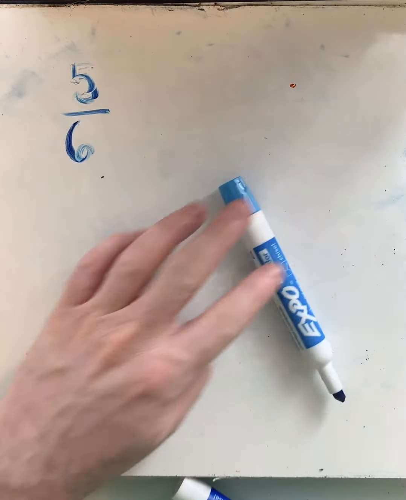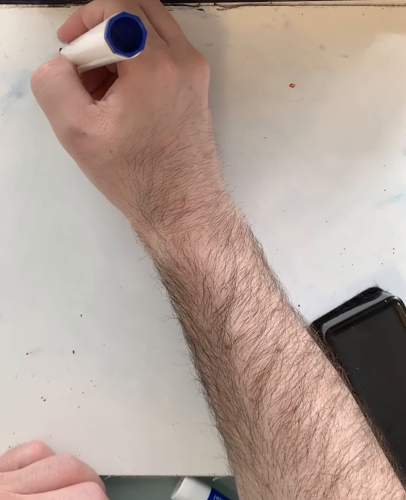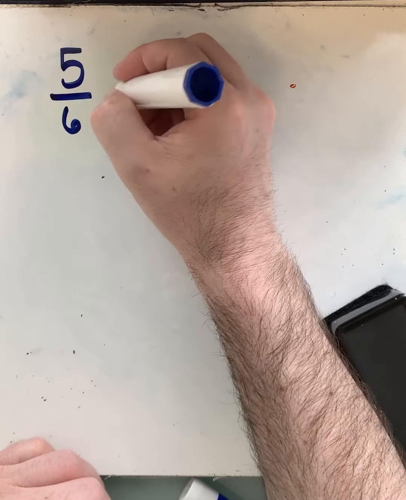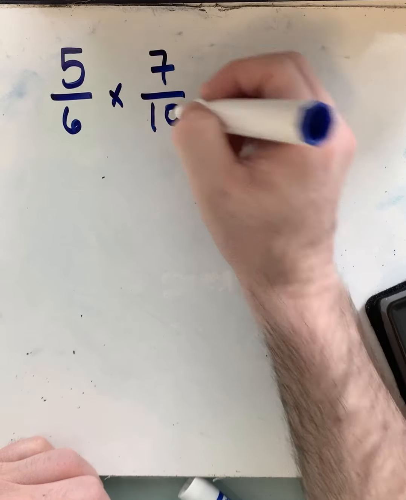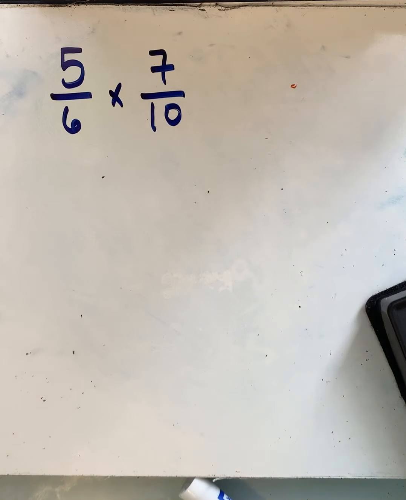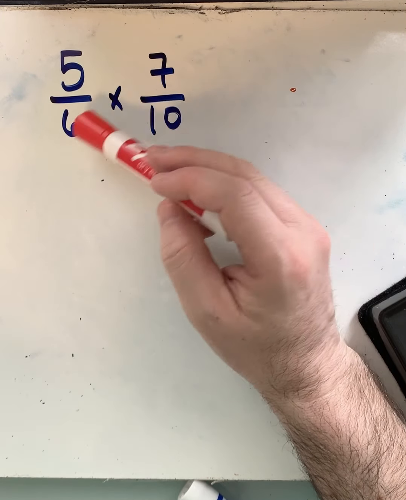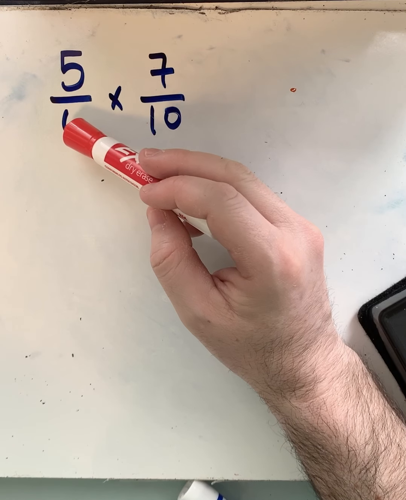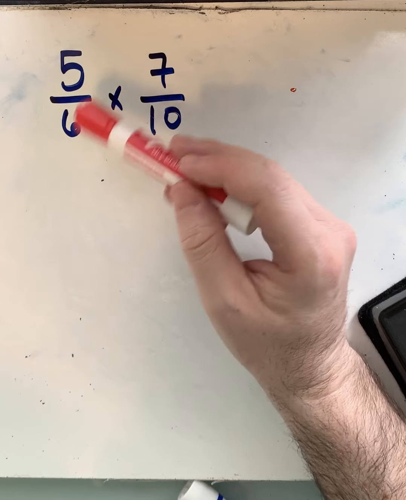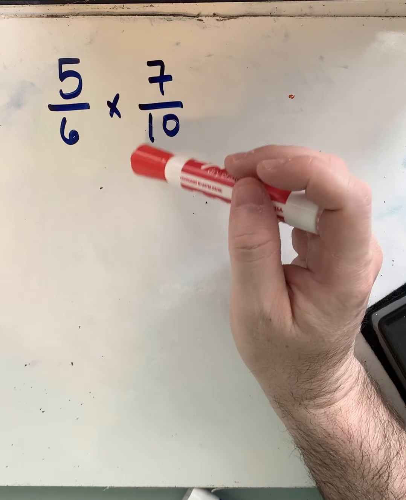5 over 6. Okay, we're going to use a different marker. Sorry, guys. Let's say we had 5 over 6, and we were multiplying it by 7 over 10. I want to look to see if numbers across from each other or on top of each other have any common factors. So in this case, what I'm trying to say is this.